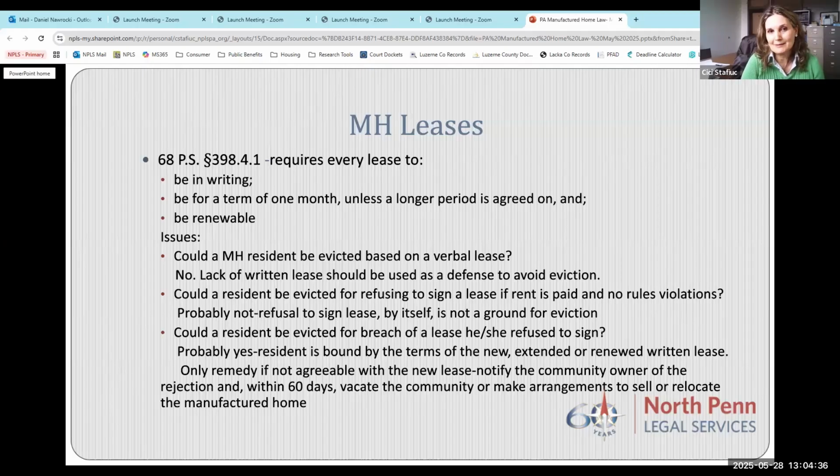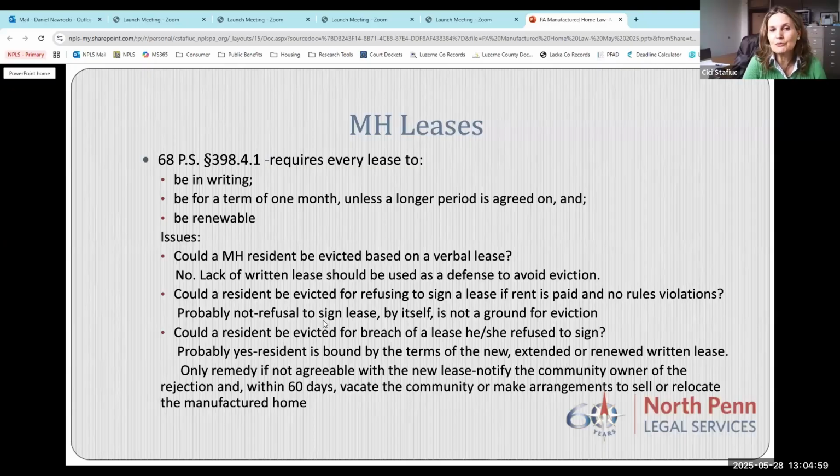Issues that we see with this. If your client has a verbal lease, could a manufactured home resident be evicted based on that? Our position is no. The lack of a written lease should be used as a defense to avoid eviction, because you don't know what the terms of the lease are, right?